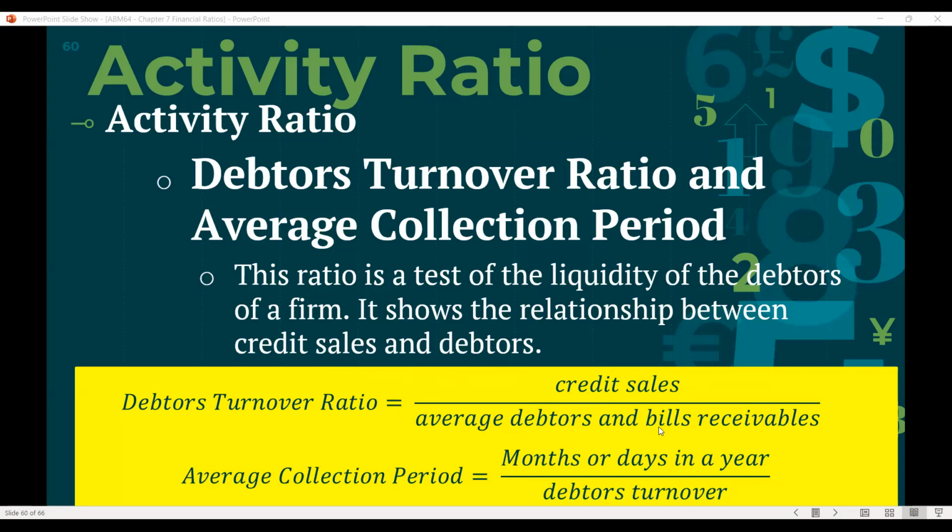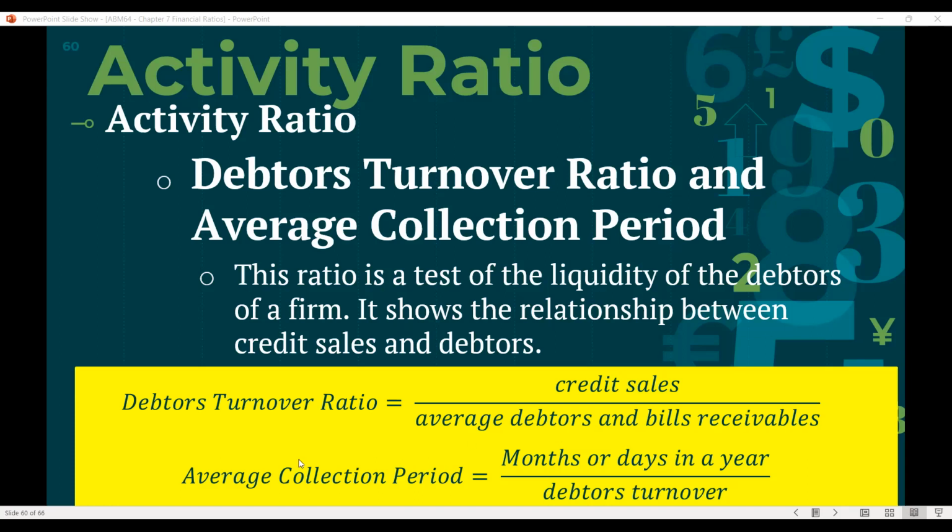how much they are paying. Is what they are paying on your receivables able to cater to your credit sales? So that's it. So that's what it means by debtors turnover ratio. How liquid are they when it comes to paying their utang to your company?